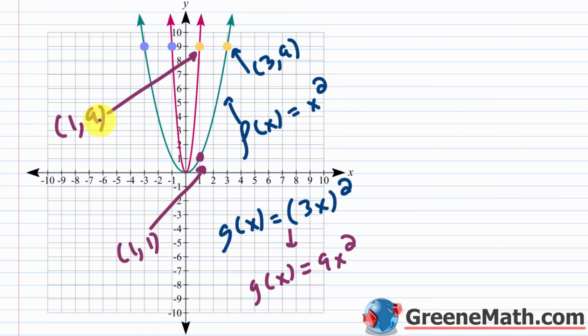If you want to give the answer as vertically stretched by a factor of 9, it's not wrong. But again, I always try to stay consistent with the formulas that are given in the book. So if I see something plugged into the inside, that's how I answer.